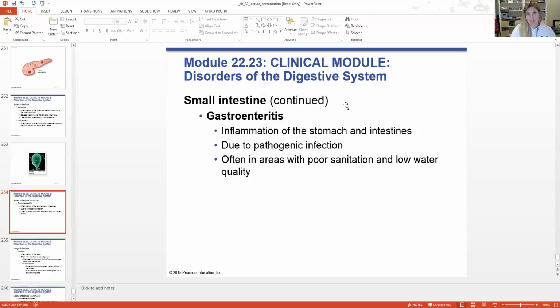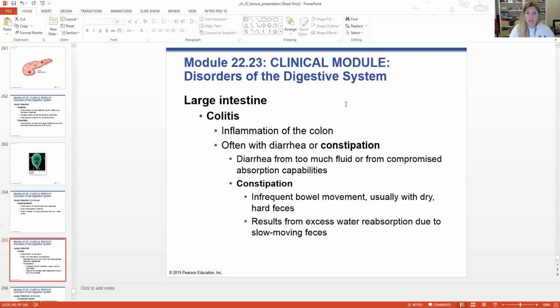Gastroenteritis is the inflammation of the stomach and intestines. This is typically because of a bacteria or pathogenic infection in areas where there's poor sanitation, low water quality. Gastroenteritis could result. And again, it's the typical diarrhea and upset stomach effects, like kind of like a food poisoning type of effect. Colitis is the inflammation of the large intestine.